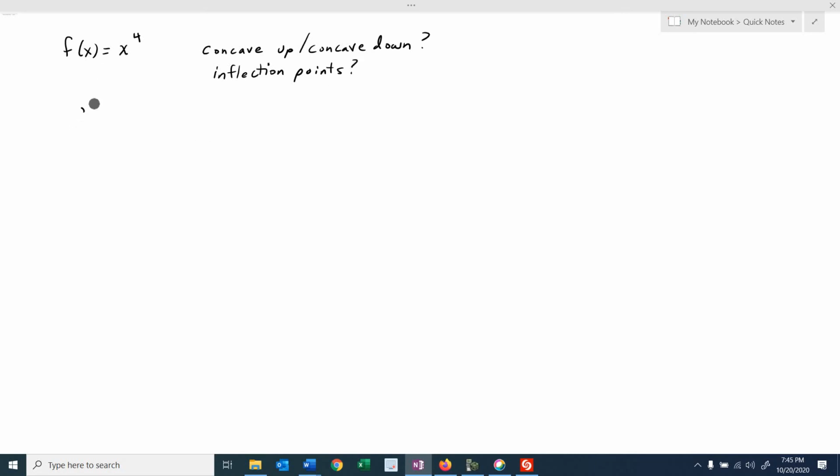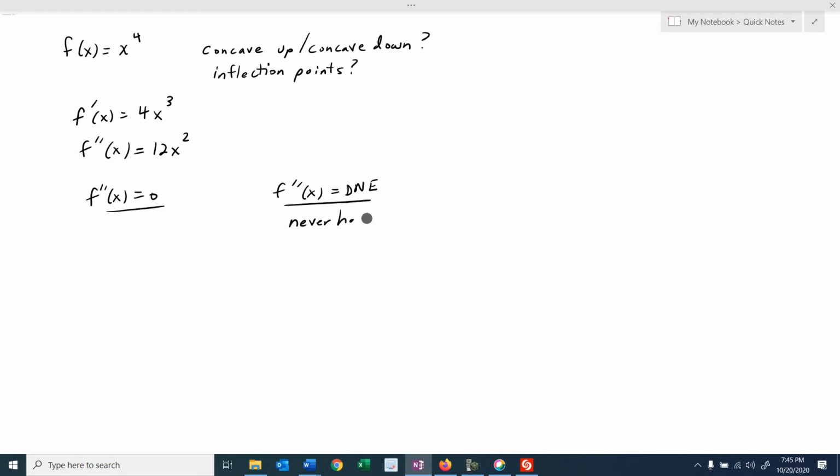Okay, so again, the way we're going to do this is we're going to first find the second derivative. Okay, so the first derivative is 4x cubed. The second derivative is 12x squared. And then we look at the two cases, right, when the second derivative is 0 and when it doesn't exist. Of course, this never happens because the second derivative exists for all x values. So you don't get any possible inflection points from this particular case.